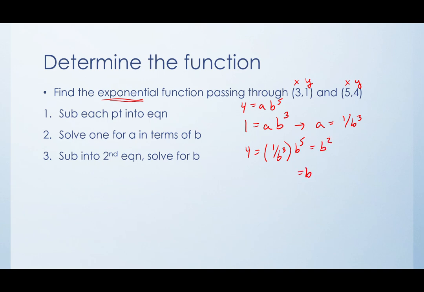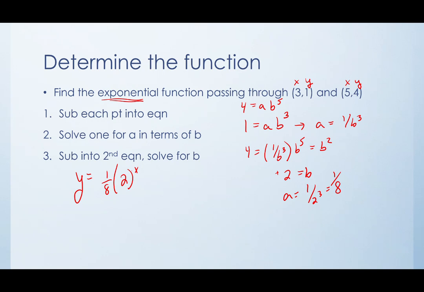And therefore B is, square root both sides, plus or minus 2, but negative 2 we can't use as a base, because it's got to be positive. So we've got 2. And then I know what A is. A is 1 over 2 cubed, which is 1 over 8. So I've got y equals 1/8 times 2 to the x. And this is growing, so that does make sense.